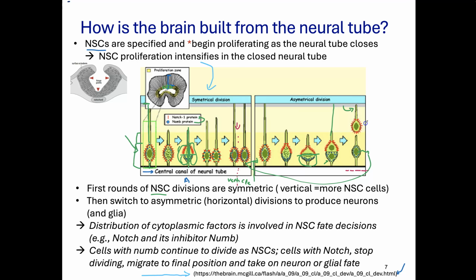And this one is going to form either a neuron or a glia. So it's going to differentiate into one of those two types of cells. Okay, and it will stop dividing at this point, and it will just take on whatever its fate is.